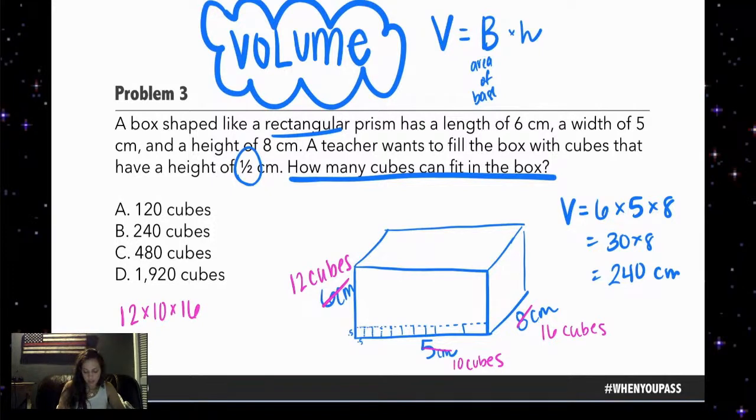we get 1,920. It's a lot of cubes, isn't it? Any questions about that problem? All right, let's move on to problem number 4.